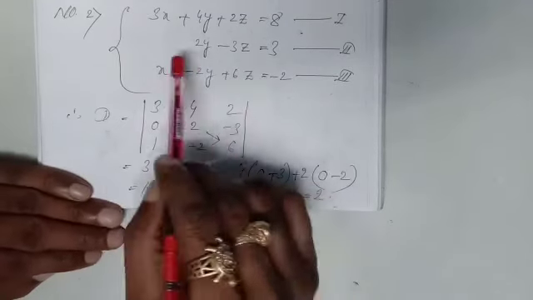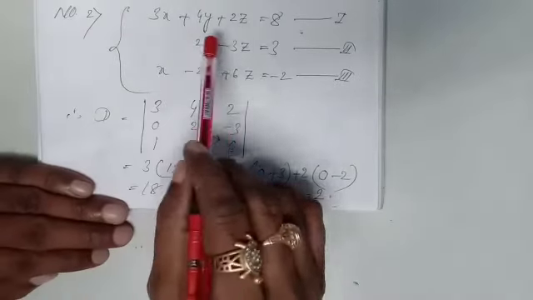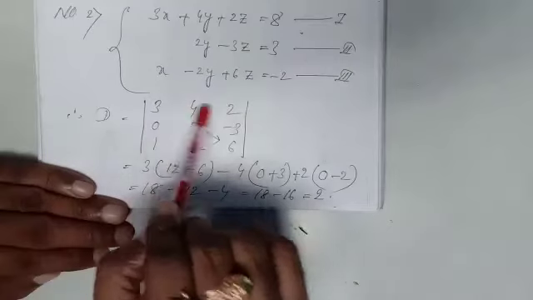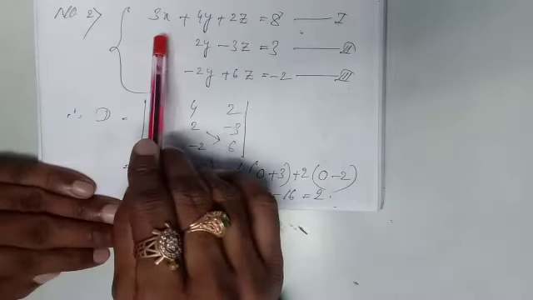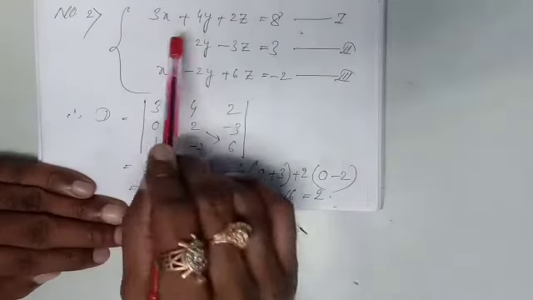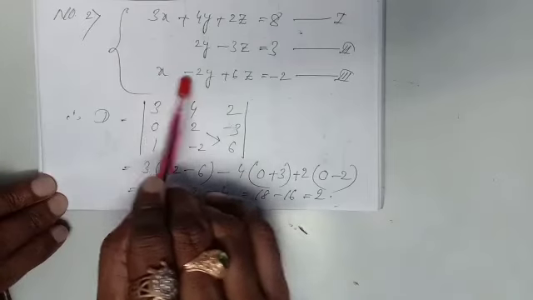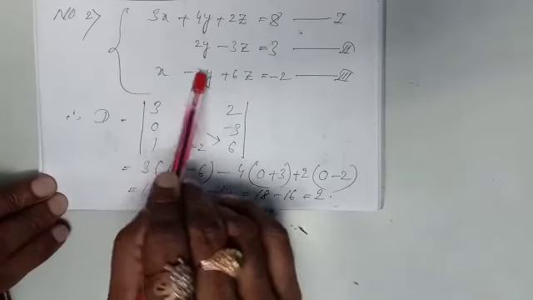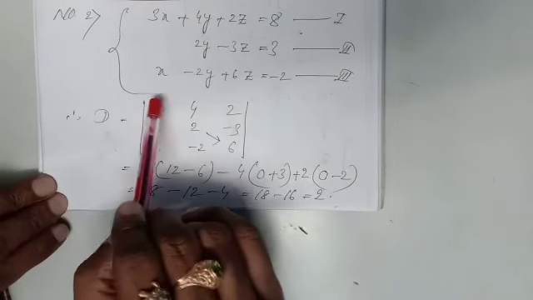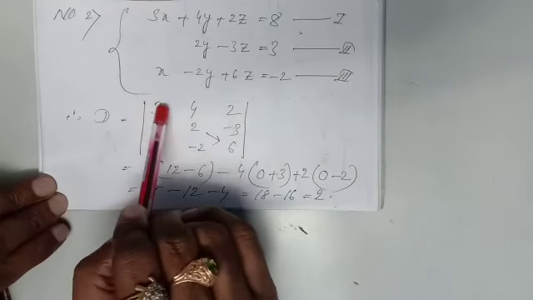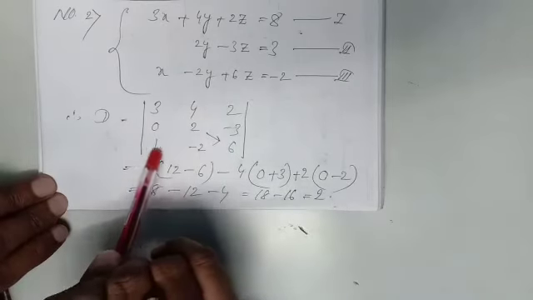Okay. Next, you have to find out D as per the previous description. 3, 4, 2, first equation, coefficients of x, y, z. Second equation, x not given, that means the coefficient will be 0, 2, minus 3. Okay, and third equation, see the coefficients 1, minus 2, 6. After writing the coefficients of x, y, z in proper manner, first equation, second equation, third equation.